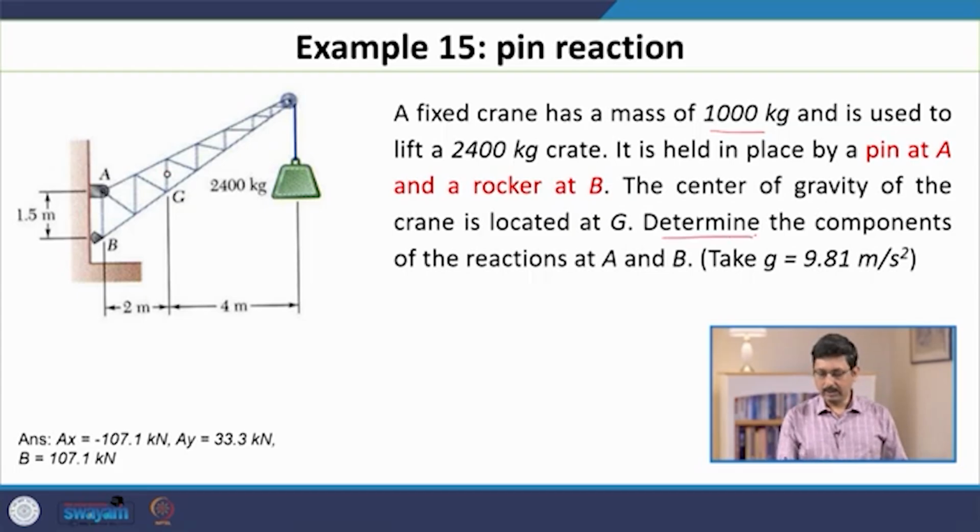Now, what is the question? The question is to determine the components of the reactions at A and B. Since this is very common, hopefully we will learn something about real life by analyzing this problem. What I am going to do is analyze the problem using our systematic method, and then write down the equations, and then I will leave it as an exercise for you to solve the equations and calculate the numbers. So, let us get started.